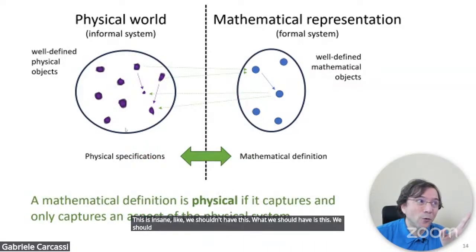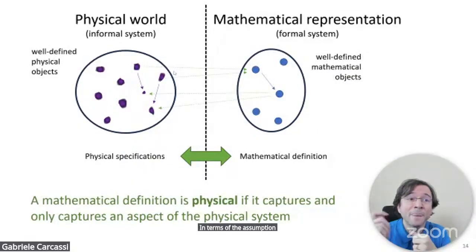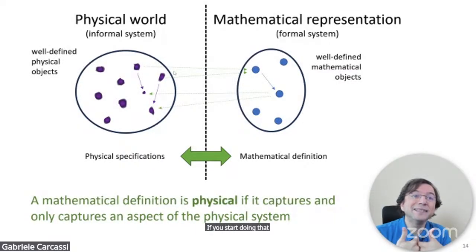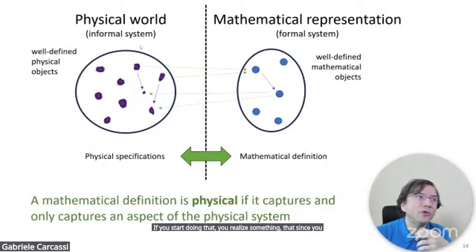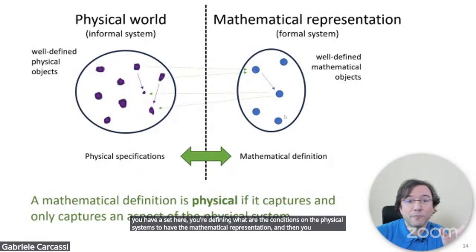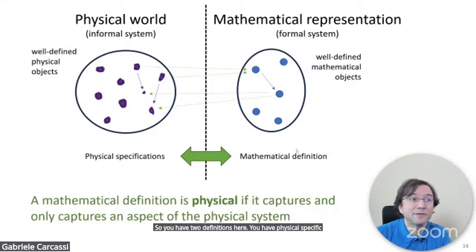We should have the physical world with a set of things that are well-defined, and then we have the mathematical representation, and we can go back and forth, and we know exactly where the limit of the mathematical representation and where the limit of the physical world is, in terms of the assumptions that we're using. And if you start doing that, you realize something: since you have a set here, you're defining the conditions of the physical systems to have the mathematical representation. And then you have the set of mathematical objects. So you have two definitions here. You have physical specification and mathematical definition.